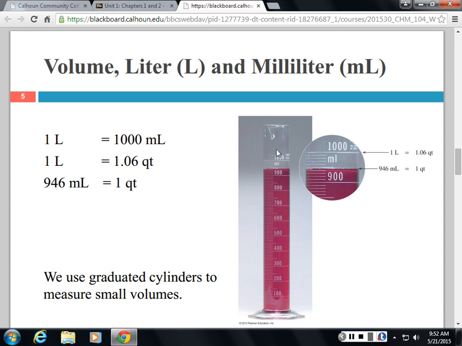We use graduated cylinders. That's this apparatus here, and that's what we use a lot of the time. There are, of course, many other devices that we can use, but we use this a lot to measure volume when we are in the laboratory. Volume is just the amount of space that a substance occupies, so that's what we're measuring here.